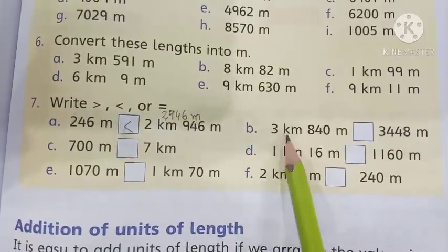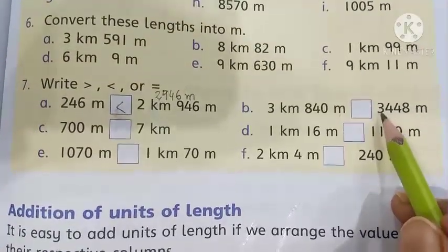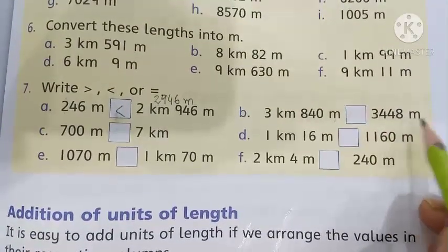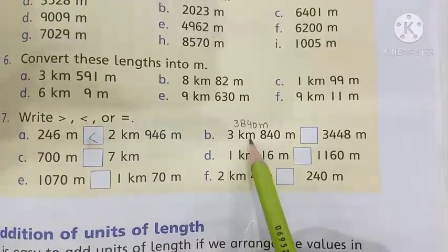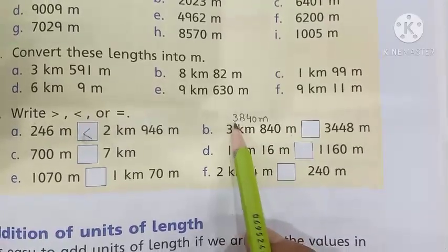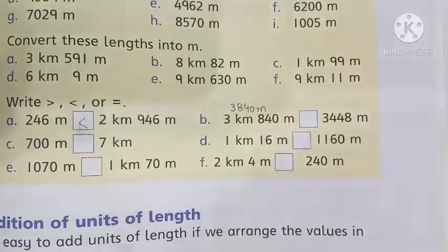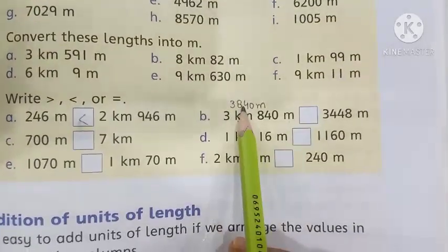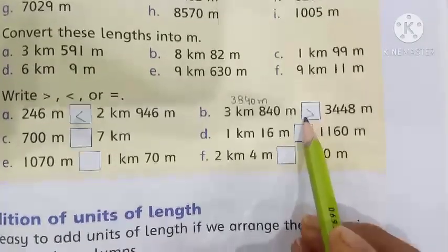The next part B, 3 kilometers 840 meters and the other one is 3448 meters. If we convert it into meters, it will be equal to 3840 meters. Now compare both numbers. Which one is greater? This one is greater, so we will put the greater than sign here.